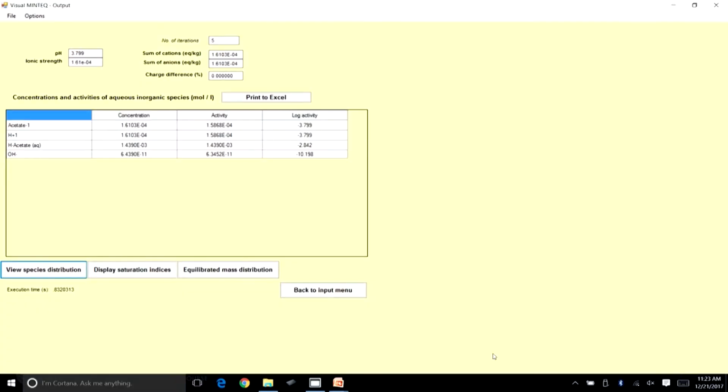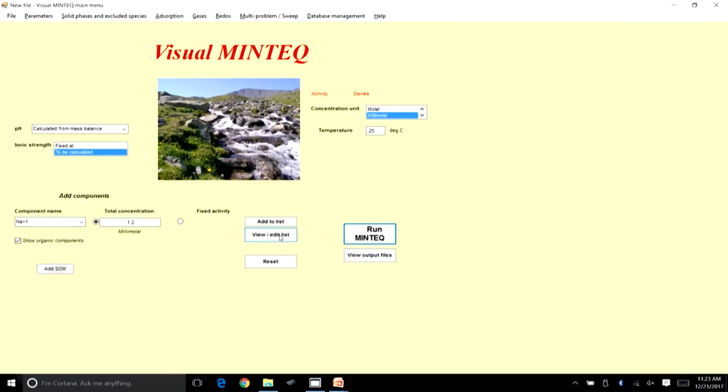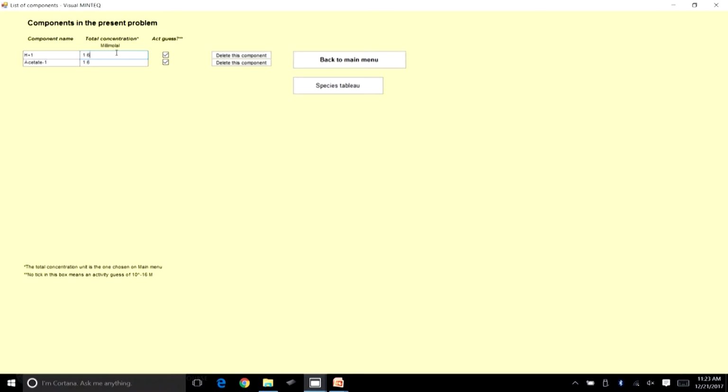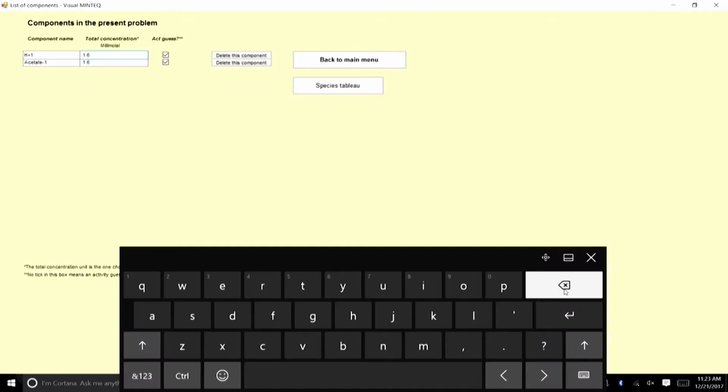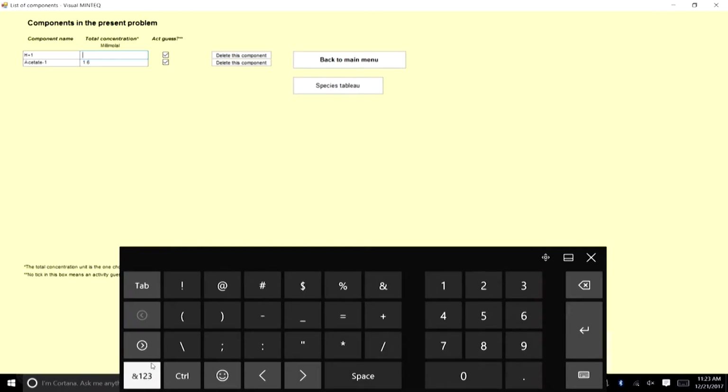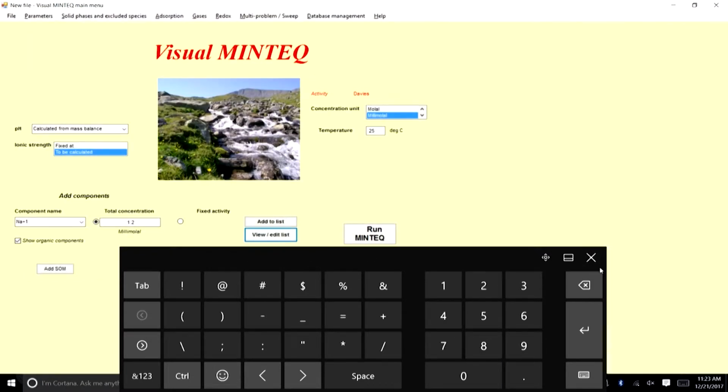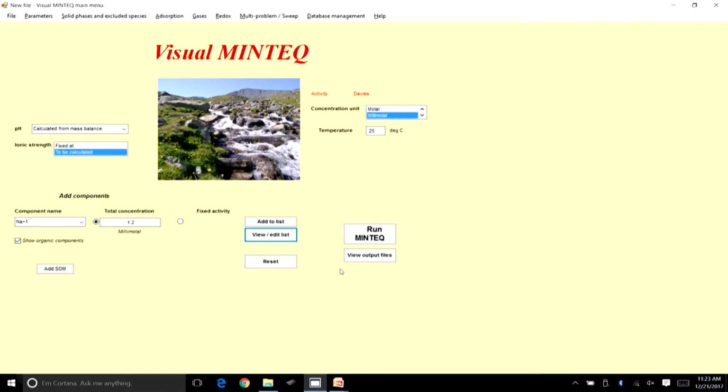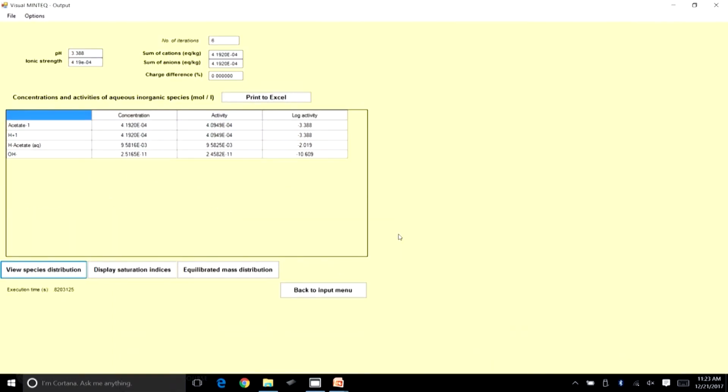So let's see, our values weren't good enough, so I'll go back to input menu, edit the list. Again we are going to try to increase the value. Let's say now, 10 might be a bit high, we are going to see why. And then back to main menu, and let me run the MINTEQ. Even at 10 millimolar concentration we are unable to get to our value, 3.3 only. Why is that?